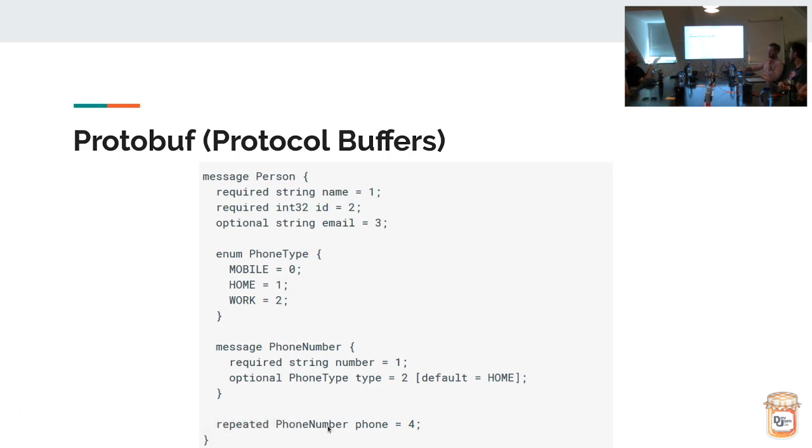If this phone number is not an object and it's a string, you will not notice anything. You will not notice the email, yeah. You will not notice the phone. But if the type is different, then it's not castable anymore.